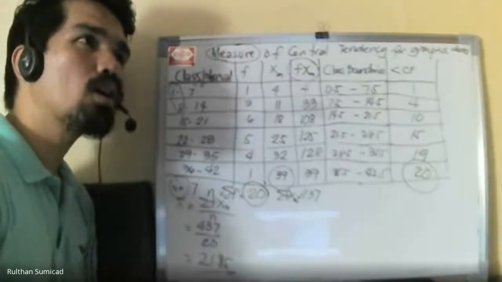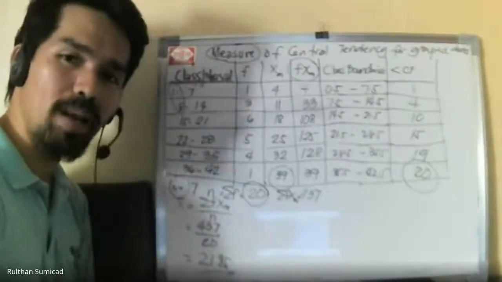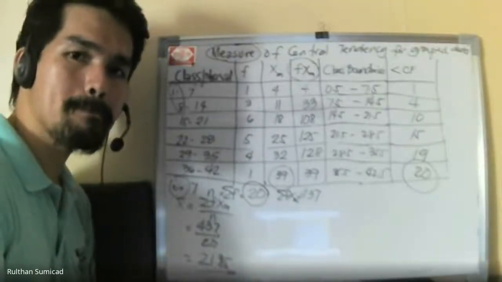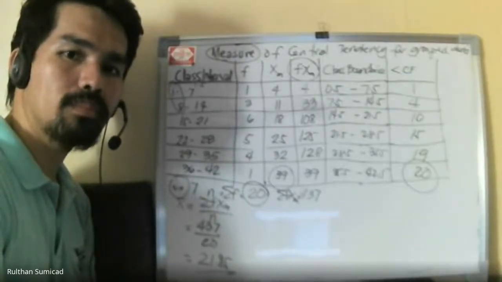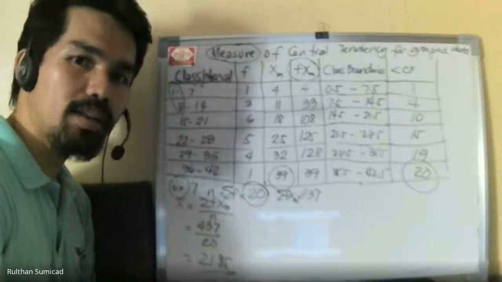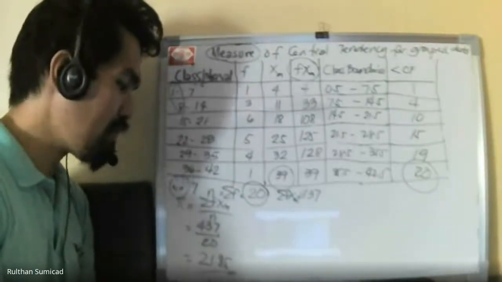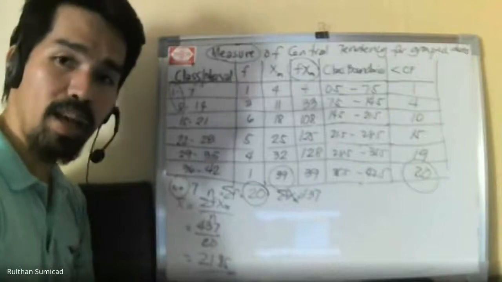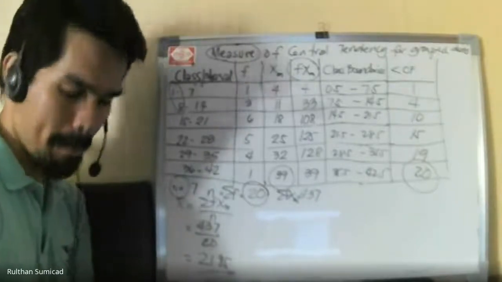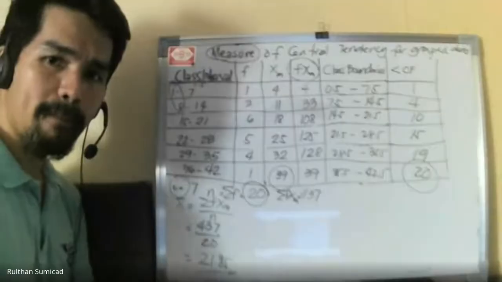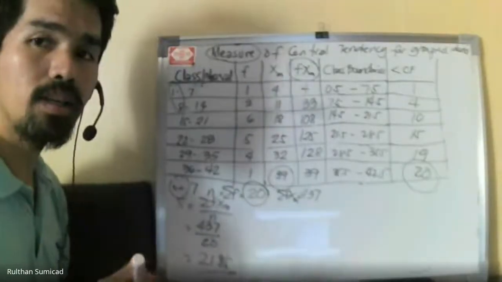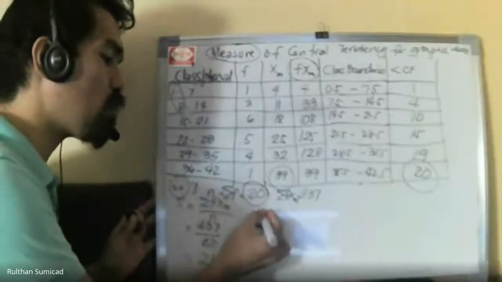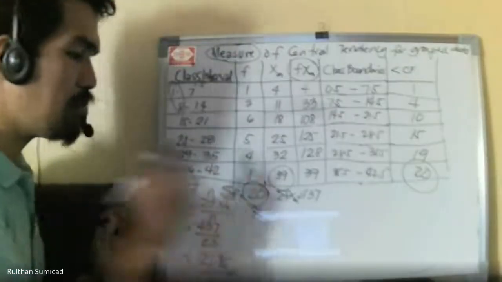Any question on how to solve the mean for grouped data? Is there any question from you on how to solve the mean for grouped data? I assume you all understand how to do it. Yes, sir. Okay, let's move now to the next computation, which is, what is the symbol?